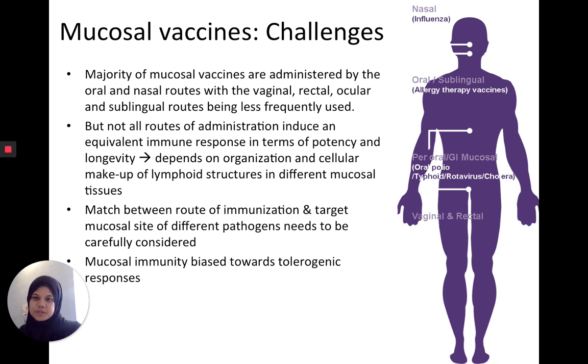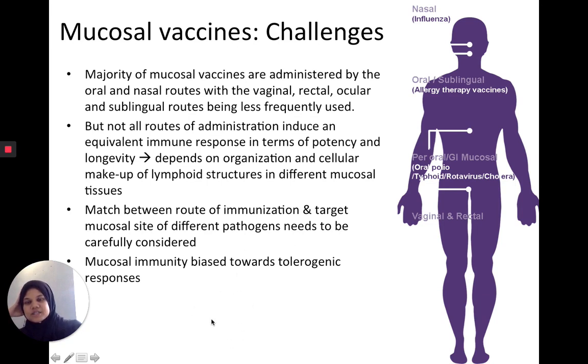Like, for example, with the coronavirus, we know that it's actually able to target multiple sites, but the first point of entry is the respiratory system. So it makes more sense to give you a mucosal vaccine through that route. But, with delivery, eating things is always easier. So that might be something to consider as well.